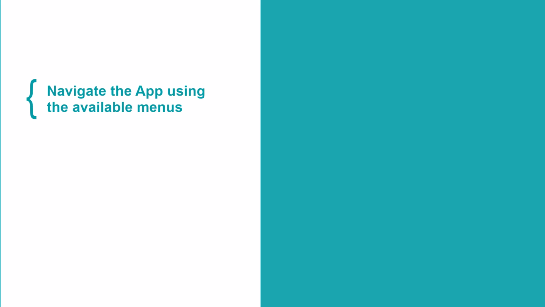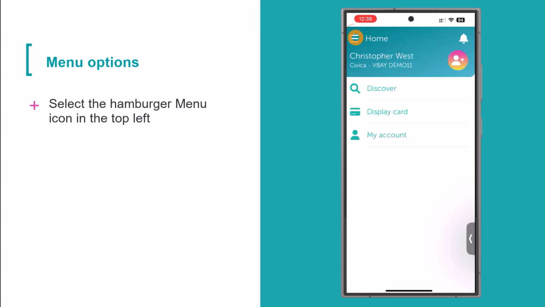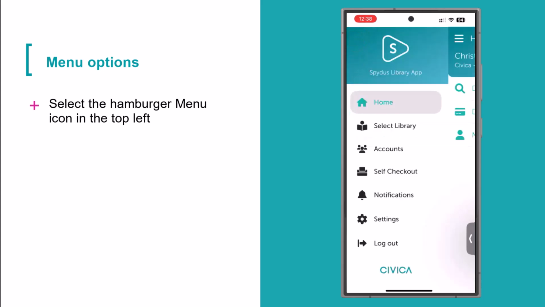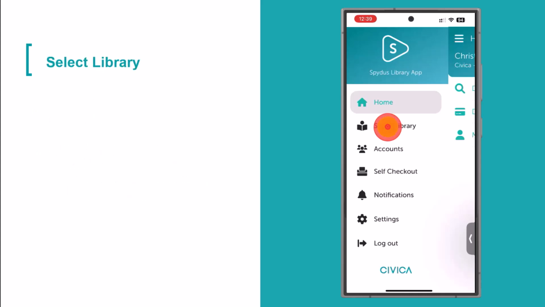Next, let's look at how to navigate the app using the available menus. Select the hamburger menu icon in the top left of the screen. Available options include Select Library, Accounts, Self-Checkout, Notifications, Settings, and Log Out. Let's look at Select Library.